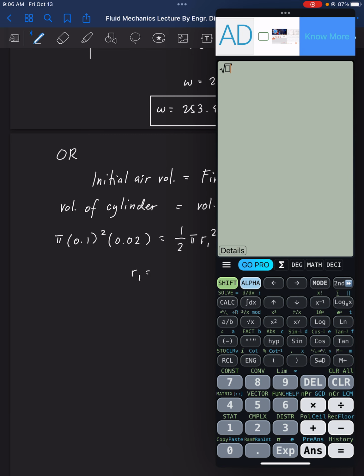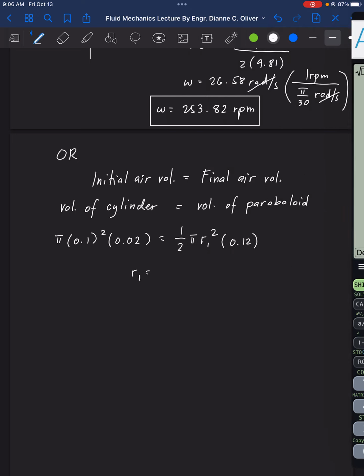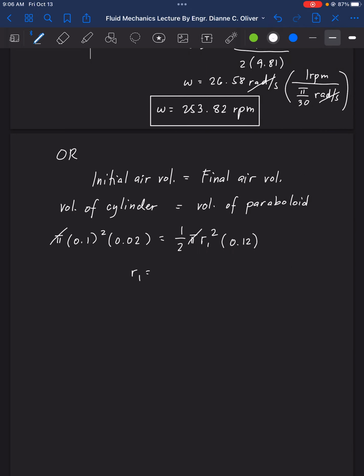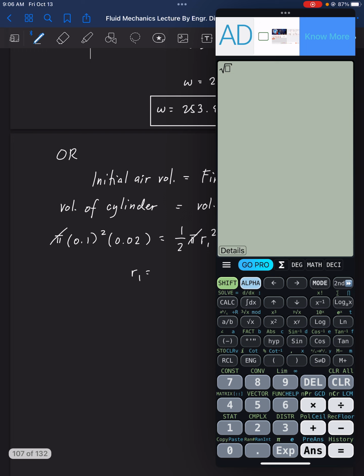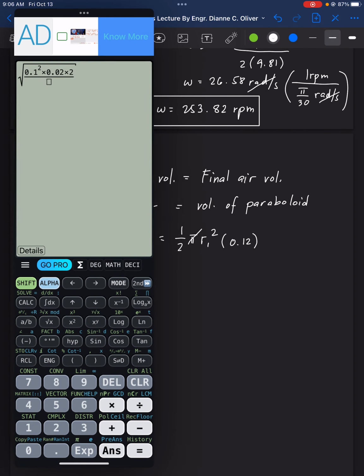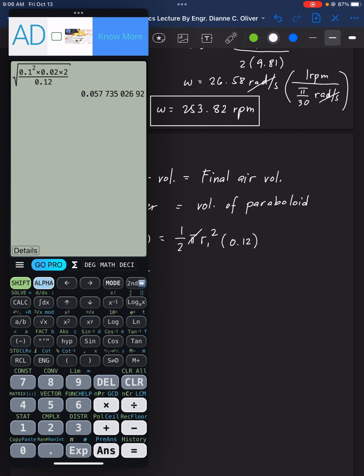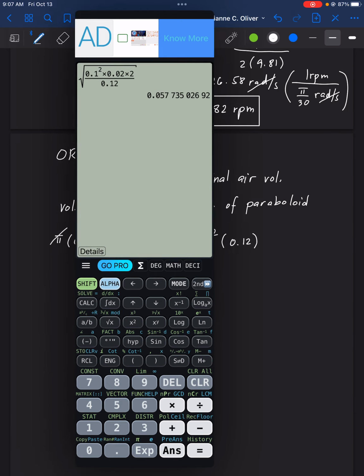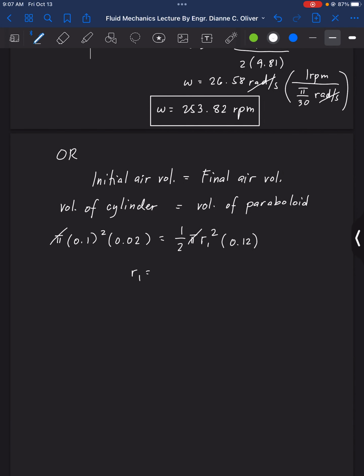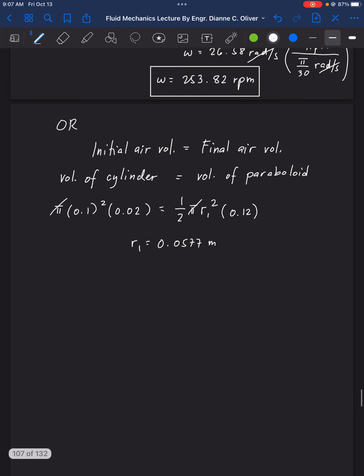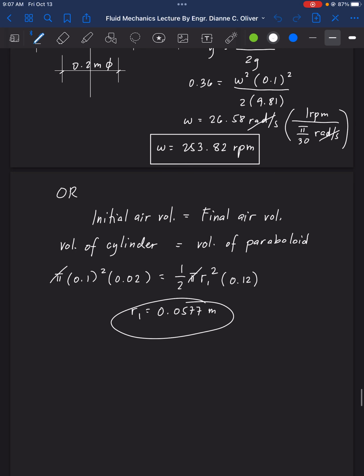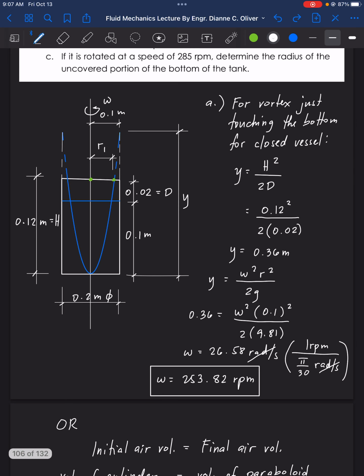For r1, we have the square root of, so we will cancel the pi, 0.1 squared times 0.02 times 2 all over 0.12. So the radius is 0.0577 meter.